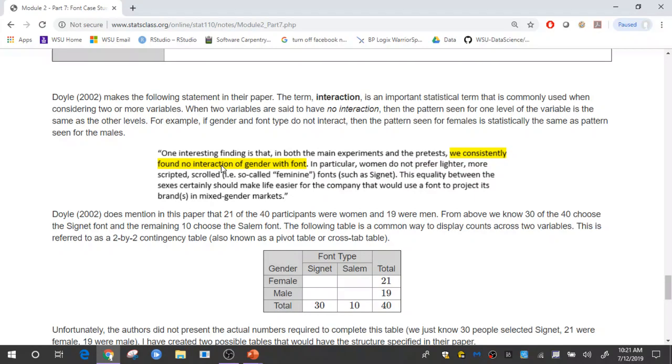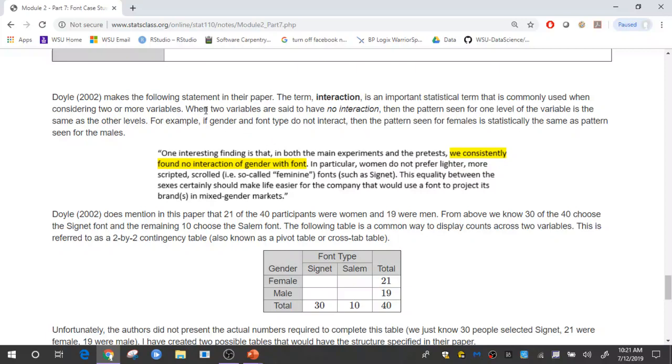Well, interaction is an important statistical term that is commonly used when considering two or more variables. So here they are considering the selection of font and also gender. Up above in our analysis, we ignored gender. We just combined the two genders together.